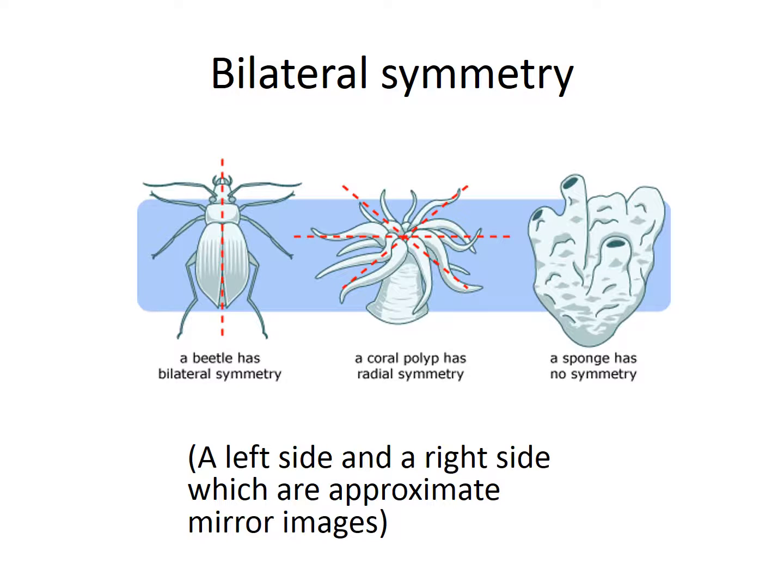First, bilateral symmetry. Something that has bilateral symmetry has a left side that looks a lot like the right side. So you can see in this beetle, the left side of the beetle looks a lot like the right side of the beetle.